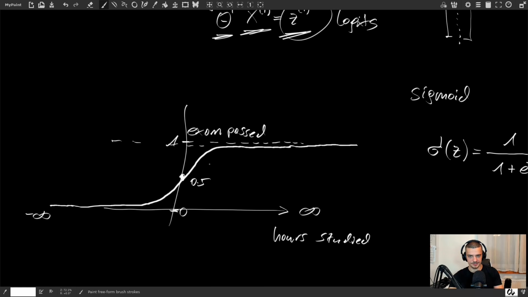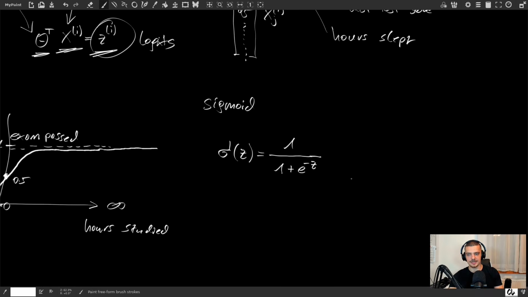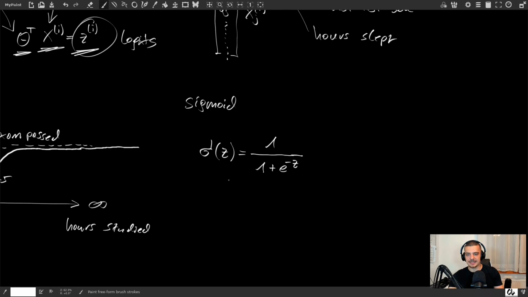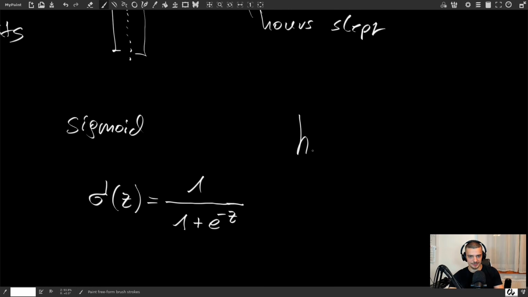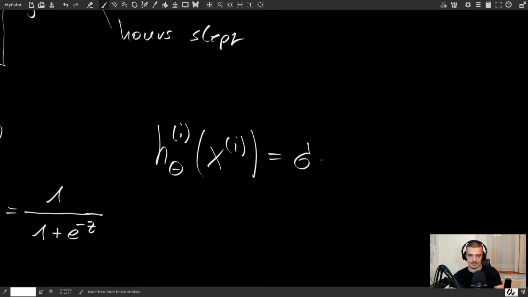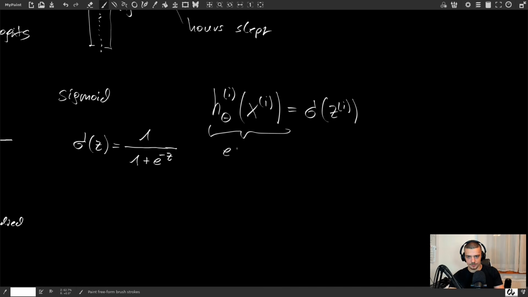And you can see it's smooth, so we can also take the derivative and get the gradient of this function. And this is what allows us now to take the output z and turn it into the output, let's call it h. So h of i, given certain parameters of x i, is equal to sigmoid of z i. So this would give us the estimated probability. Let's write it down here, estimated probability.